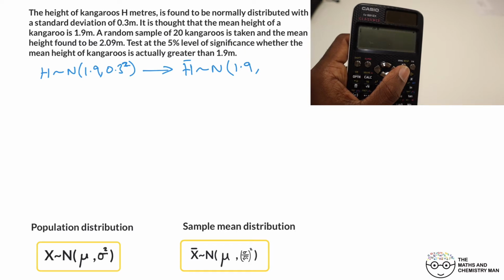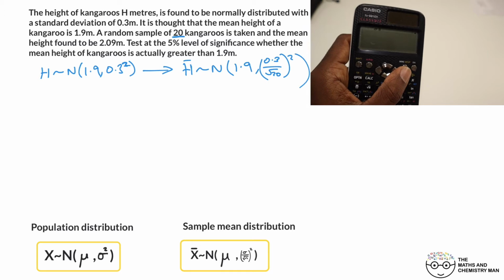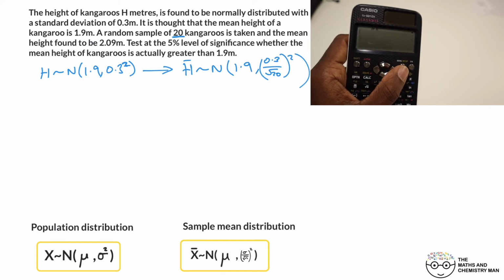And to do that, here's our formula there. We take our old standard deviation, we divide it by the square root of our sample size, n. So that's going to be 20 in our case. So we'll have 0.3 over the square root of 20. And then we'll just put a squared outside there. And there it is. We've got our distribution. Now we're ready to start solving our problem.